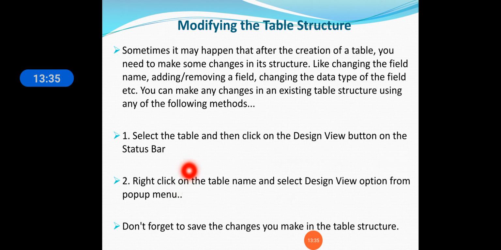Okay, these are the two methods by which you can modify the table, if you want to add any field, remove any field or change any data type. First one is select the table, then click on design view button on the status bar, and second is right click on the table name and select design view option from the pop-up menu. These are the two methods which you can use to change any field name or any data type. Don't forget to save the changes you make in the table structure. You have to save the table.